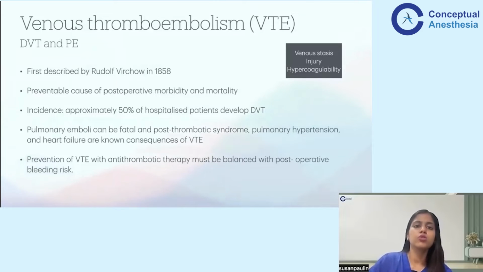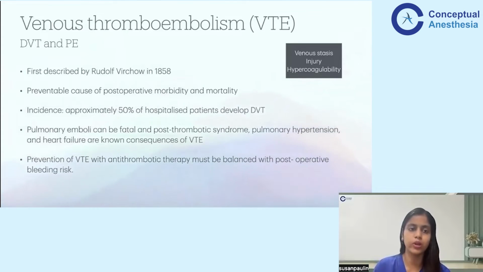Venous thromboembolism, which broadly includes both deep vein thrombosis and pulmonary embolism, was first described by Rudolf Virchow in 1858, and the possible mechanisms for this event have been attributed to three factors: venous stasis, injury, and hypercoagulability. This has come up as a more frequent and preventable cause of postoperative morbidity and mortality. The incidence currently recorded is around 50%, especially in hospitalized patients.